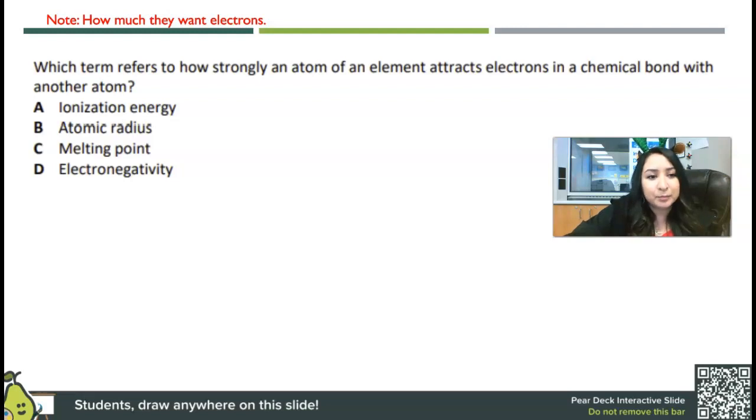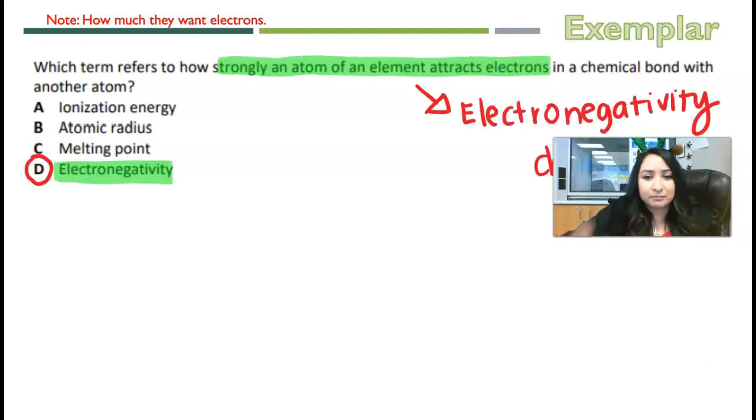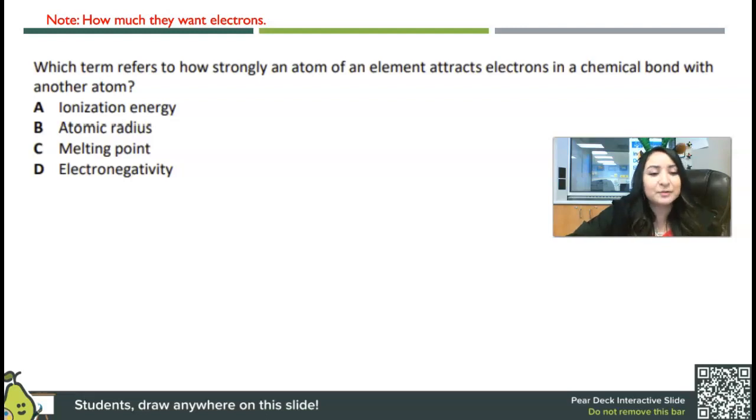Let's look at this next problem and go ahead and pause the video. It says, which term refers to how strongly an atom of an element attracts electrons in a chemical bond with another atom? So this one you need to know the definition. Remember, this one's talking about the attraction of electrons. Look at the wording. Ionization energy is how much energy is required to remove an electron. So that's not it. We're talking about attracting electrons.